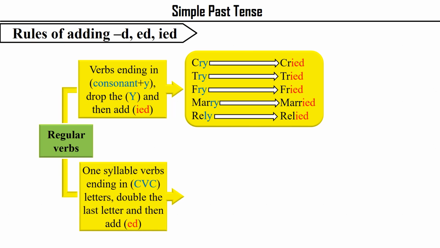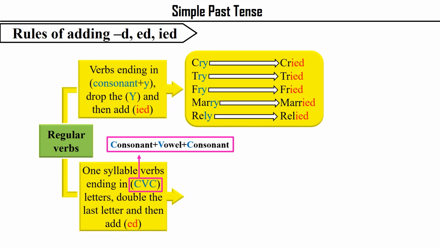One syllable verbs ending in CVC letters, double the last letter and then add ed. What is CVC letters? CVC letter is consonant plus vowel plus consonant. If one syllable verbs end in consonant plus vowel plus consonant, we double the last letter, the last consonant, and then we add ed to the verb.